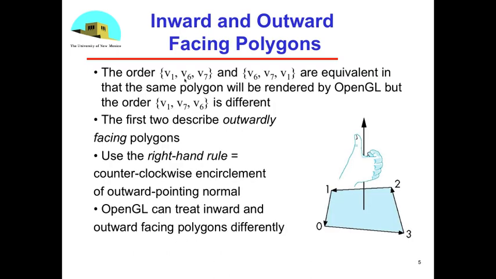Now, one other thing I want to be careful with here is if I go back and look at that polygon, the order of the vertices in some sense didn't matter. So if I ordered the vertices v1, v6, v7, that's one way of doing it. But I could have started with 6, then gone to 7, and back to 1. But I want to claim that v1, v7, v6 is different because you're encircling the polygon in a different direction.